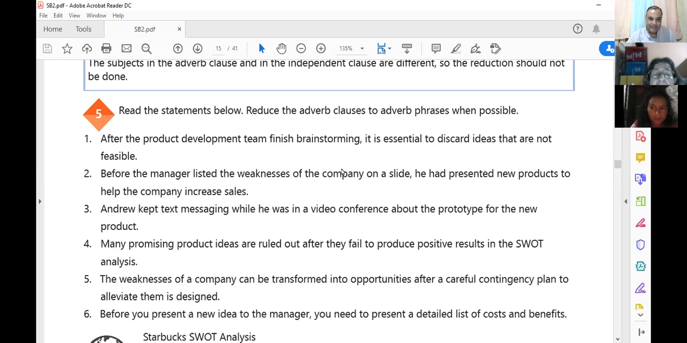Yes. Andrew is a man. And he is a man. I can reduce. Andrew and those. Keeping text missing, I don't know what is. Cecilia, me escucha, Cecilia. Messaging. Let me see. Keeping text messaging while Andrew was, it has to be, no, because this is Andrew kept text messaging about the prototype for a new product.